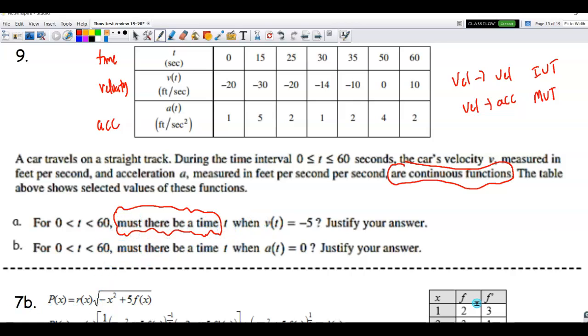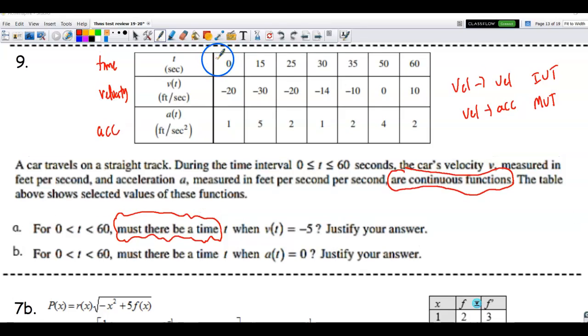when we go, let's block off the interval. All right, so from 0 to 60, let's start with looking at velocity and see if we can make this happen using IVT. Now we already know that velocity is continuous on the closed interval, so we're set for the condition of IVT. Since the y value at 0 is -20 and the y value at 60 is 10, we know that -5 is between -20 and 10. So yes, by the IVT, we can declare that there must be a time when the velocity is -5.